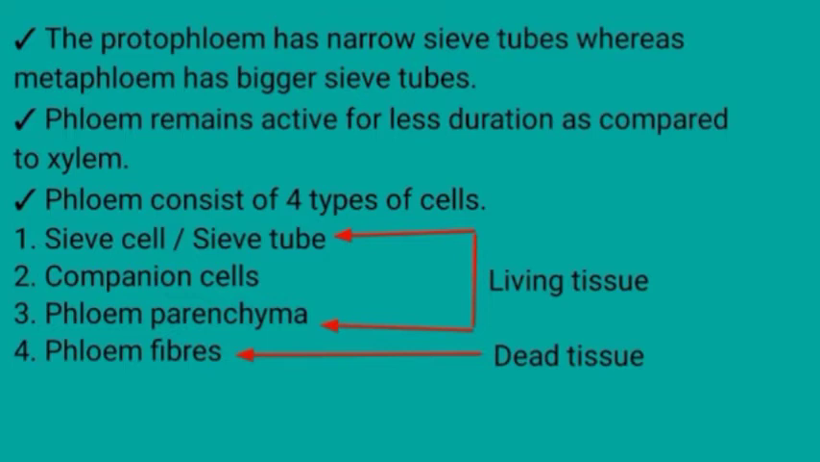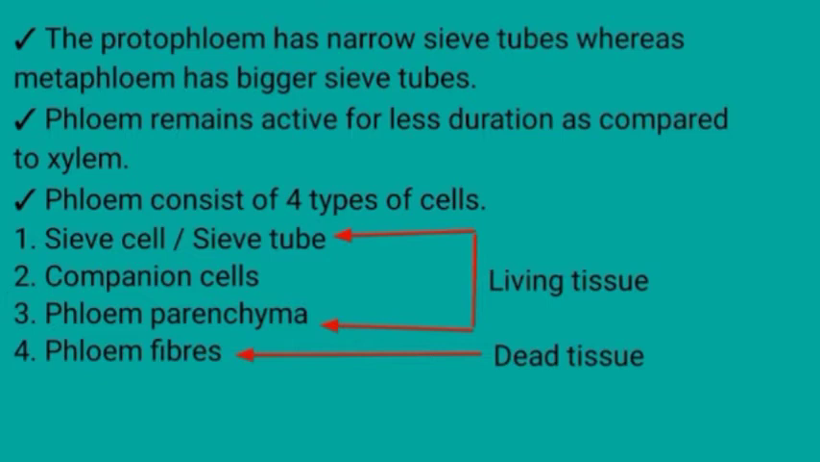Phloem consists of four different types of cells: number 1, sieve cell or sieve tube; number 2, companion cells; number 3, phloem parenchyma; number 4, phloem fibers. Among these, sieve cell or sieve tube, companion cells and phloem parenchyma are living tissue, whereas phloem fibers are dead tissue.